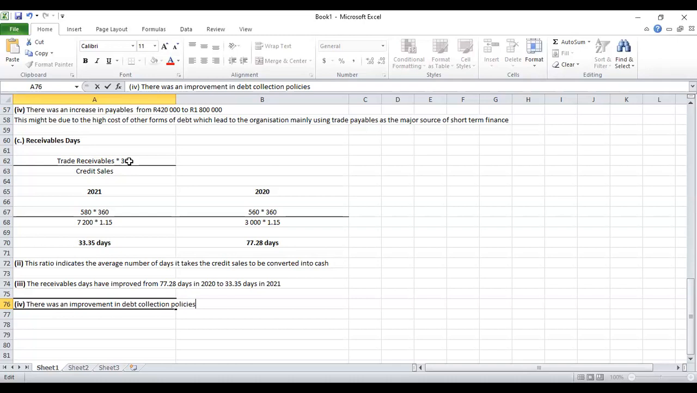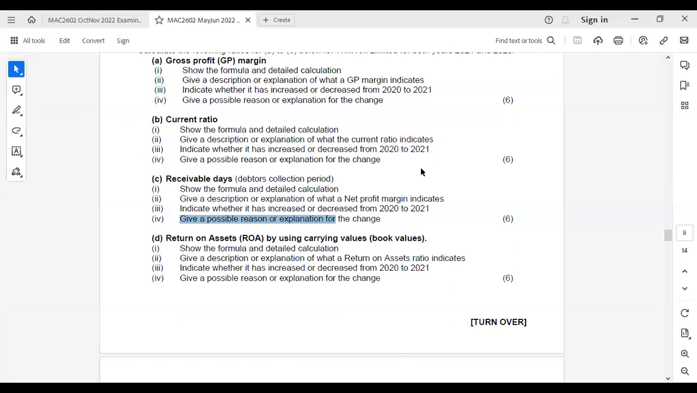Then we can also talk about offering of discounts, which encourage customers to pay early. Sometimes businesses can offer discounts, which can make their customers pay early. Then number D, we've got the return on assets.